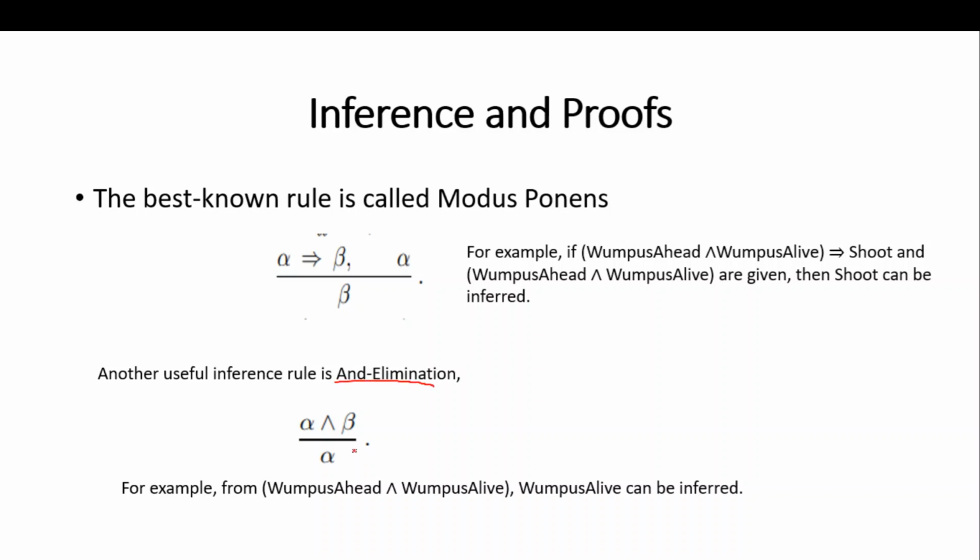Similarly, there is another rule called AND elimination. Basically, this is used to remove the AND symbol. For example, here alpha and beta means alpha is true and also beta is true. When you eliminate the AND, since both are true anyway, you take any one, either alpha or beta. Here we are taking alpha. So by AND elimination, alpha and beta just becomes alpha, or it just becomes beta.